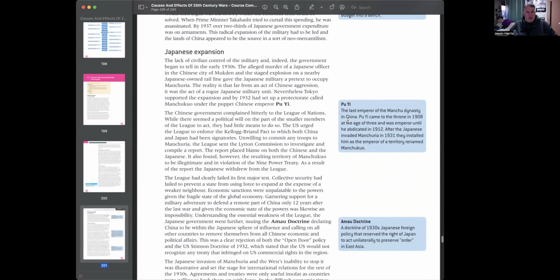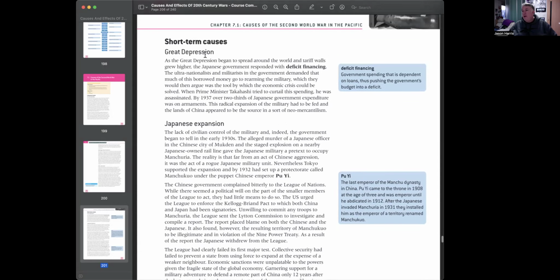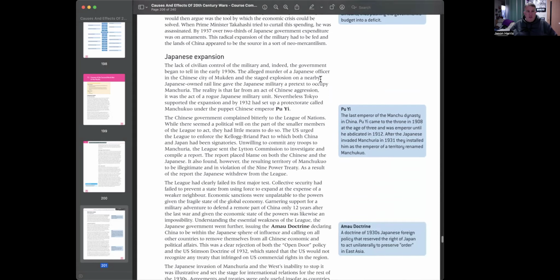All right, Japanese expansion. So short-term causes: one, everybody's hurting from the Great Depression in the 1930s. Two, there's no real civilian control, and the government began to show it in the early 1930s. You could tell by looking at the decisions the leaders of the country are making in the 1930s that there's not a lot of oversight by anybody not connected to the military.